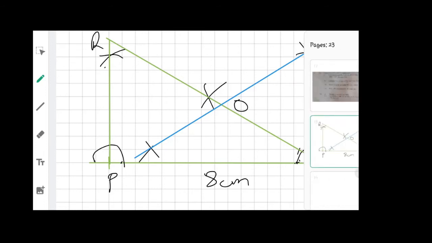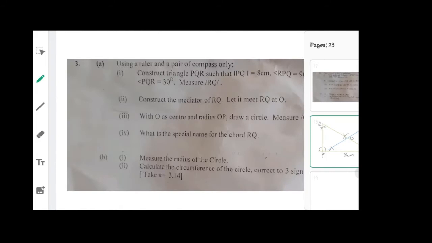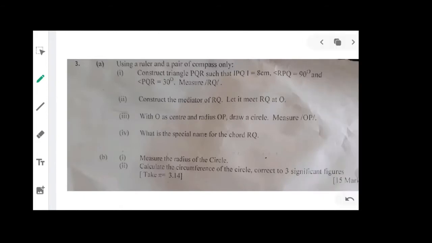Yes, so this is the main part of the exercise. What I really want to see: you stand at O, with O as center and radius OP, you draw a circle. And then you measure OP, which is your radius.